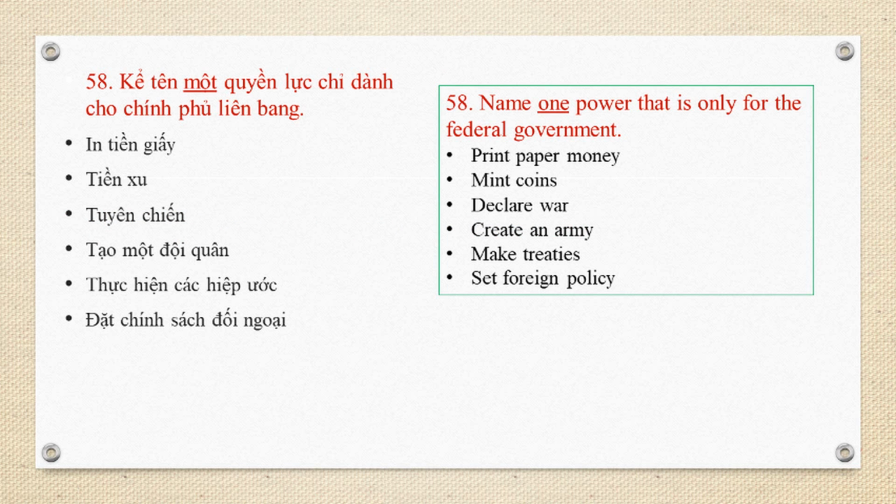58. Name one power that is only for the federal government. Print paper money. Mint coins. Declare war. Create an army. Make treaties. Set foreign policy.